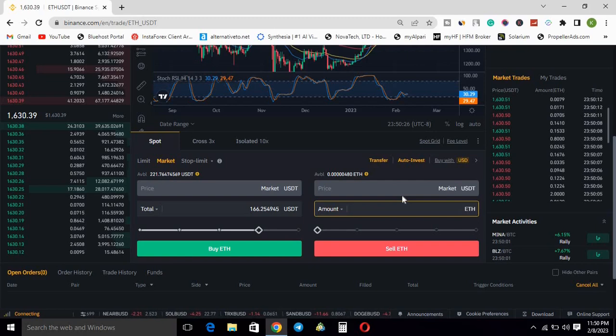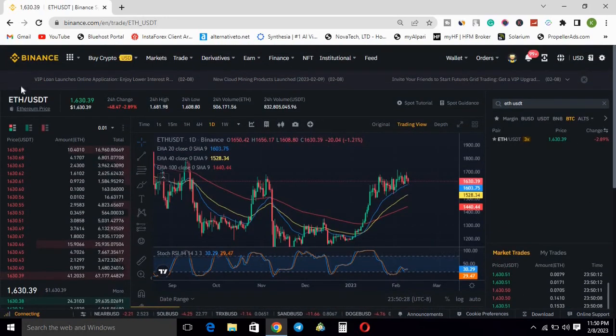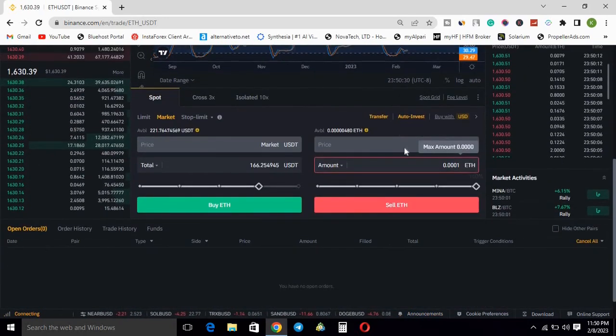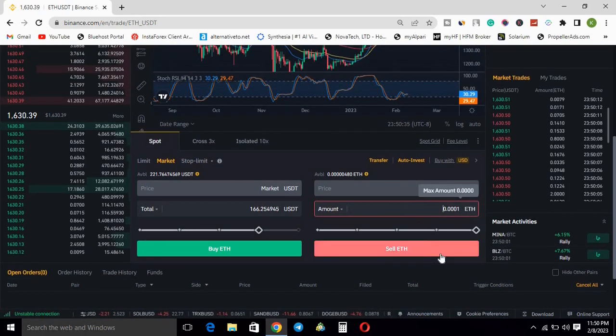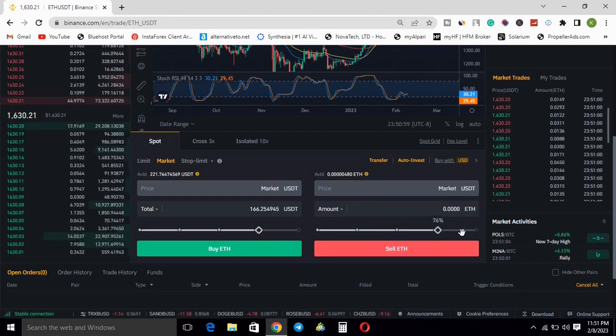Let's say you have a trade that is already running with Ethereum USDT, and this time you want to sell your Ethereum. What you are going to do is come to your sell section right here and input the amount of Ethereum that you are willing to sell. When you put it right there, you just tap on the sell button and your trade will be executed immediately. You can also use this shift button right here.